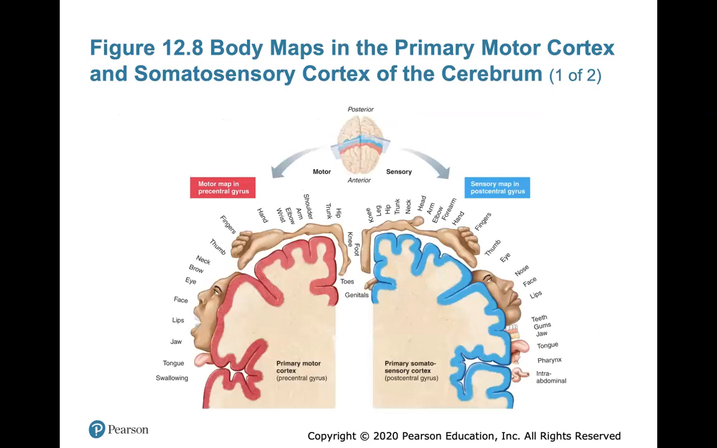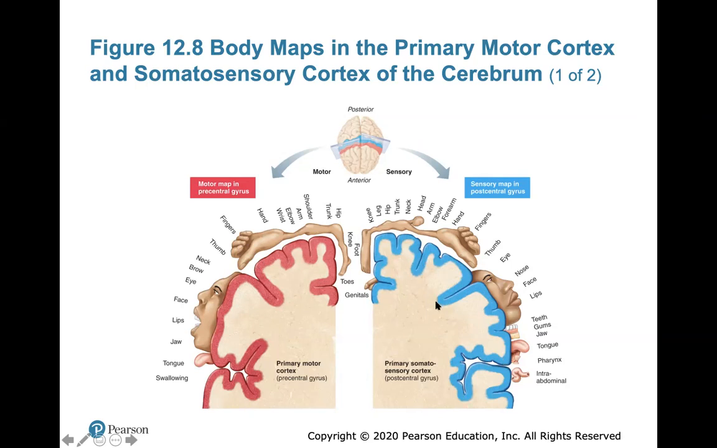So this is a motor map of the somatosensory and primary motor cortex areas of the brain. Each side of the brain controls the opposite side of the body. So in the motor cortex in the precentral gyrus, different parts of the cortex will control these areas of the body. You can see here there's a large part of the brain for your fingers and thumb and hand and wrist. And then the primary somatosensory cortex, which is located in the postcentral gyrus.